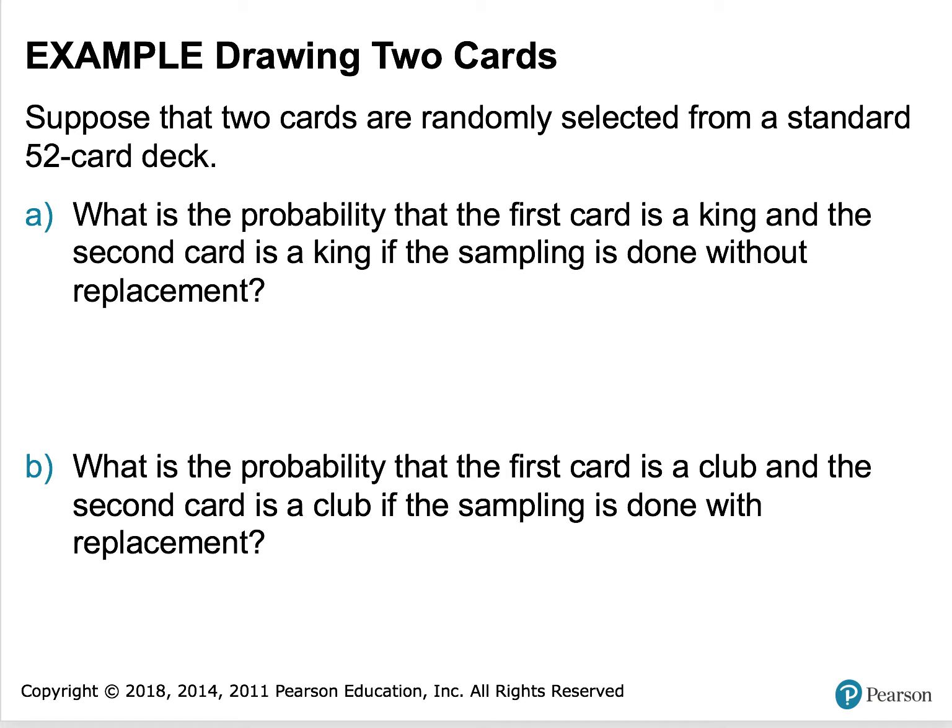Okay, suppose that 2 cards are randomly selected from a standard 52 card deck. What's the probability that the first card is a king and the second card is a king if the sampling is done without replacement? Notice this one says with replacement.